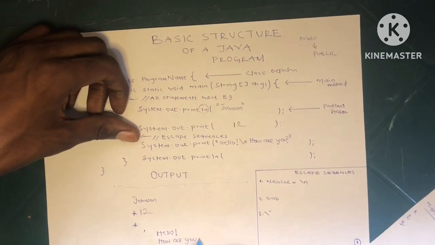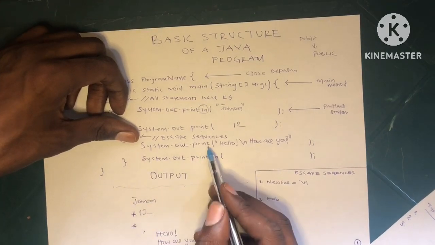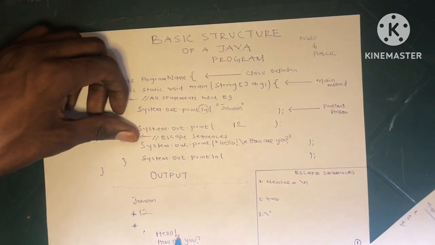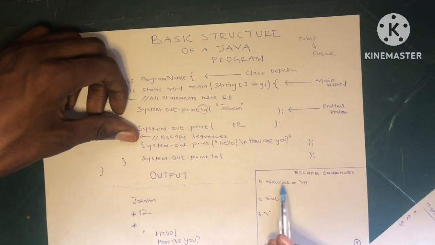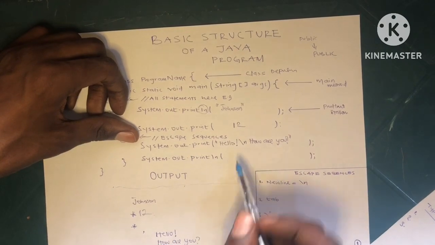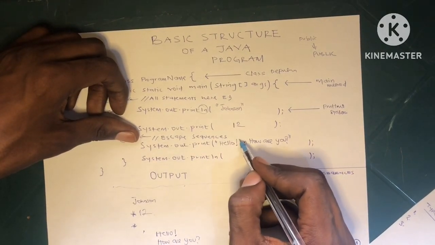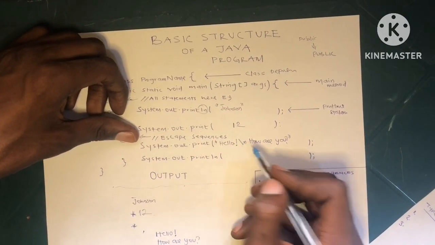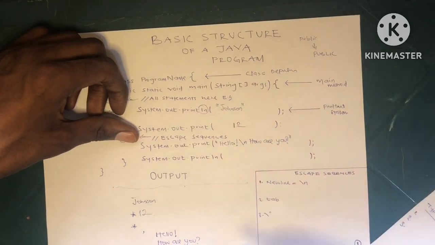Now I know some of you might be wondering, but I told you that the print statement will continue execution on the same line. But this new line statement, what it's basically doing is that after writing hello, it's telling you that you should go to a new line. That's the use of the \n. Go to a new line and print how are you, and this is the output. Hello, new line, how are you.